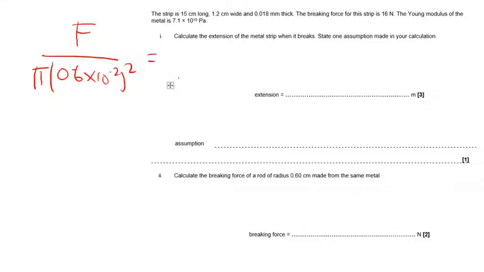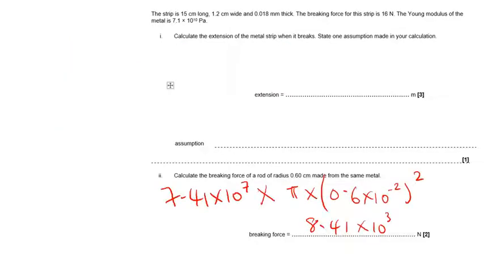Now the stress that we worked out in the previous part was 7.41 times 10 to the 7. So rearranging all that, you should get F is equal to, let me just put this into the calculator. Okay, so your answer should be 7.41 times 10 to the 7 times pi times r squared, and so your breaking force is 8.41 times 10 cubed.